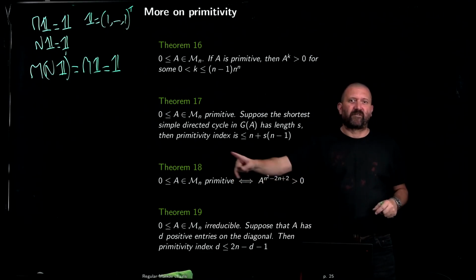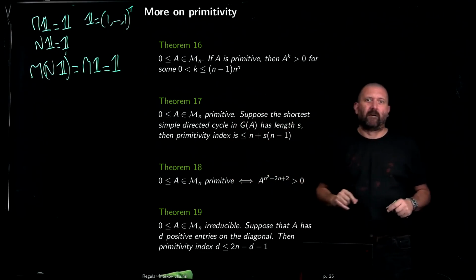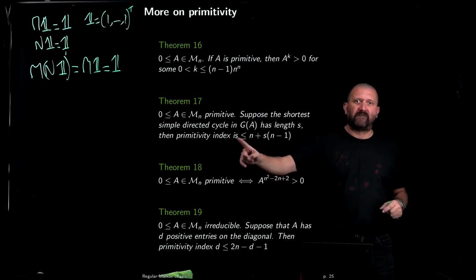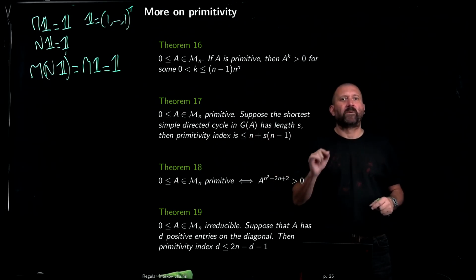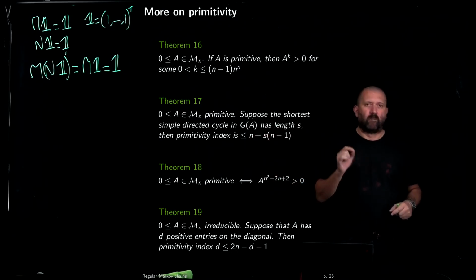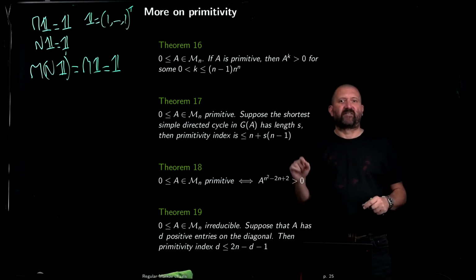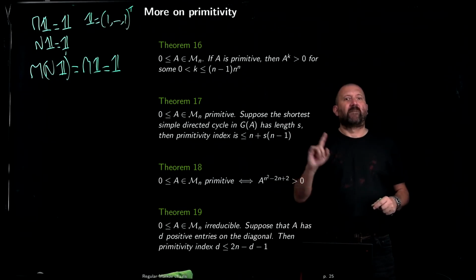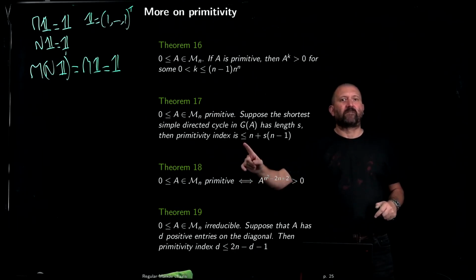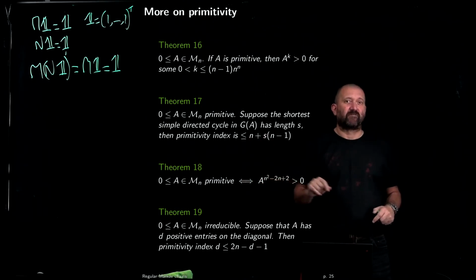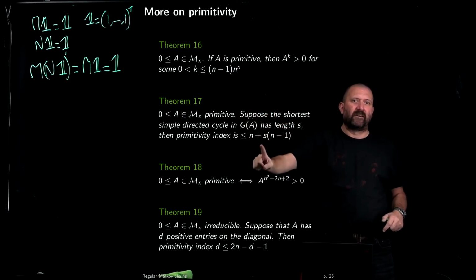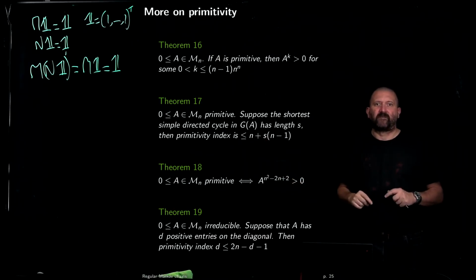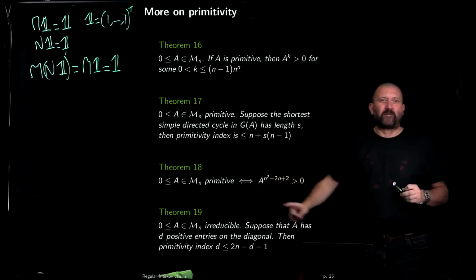Back in the graph domain here, if we have a primitive matrix and the shortest simple directed cycle in G of A has length S, then we know that the primitivity index is less than or equal to n plus S times (n minus 1). This is much better than this one. The n to the n here is enormous. Here we are essentially at the maximum in n squared.